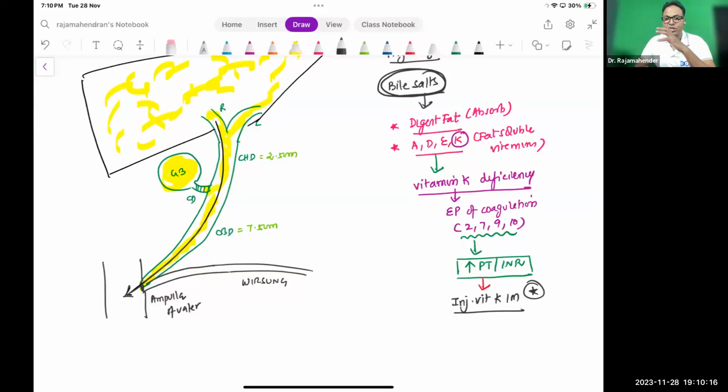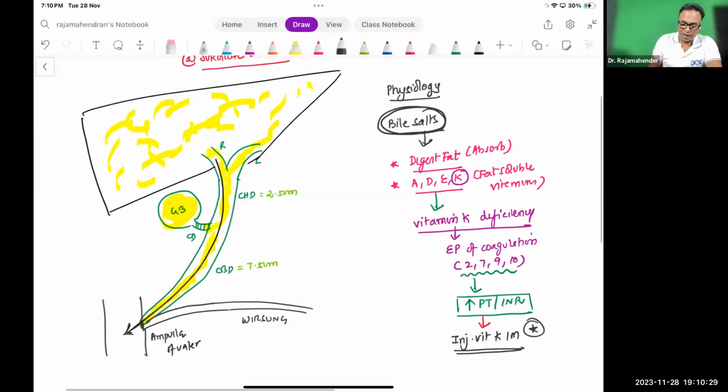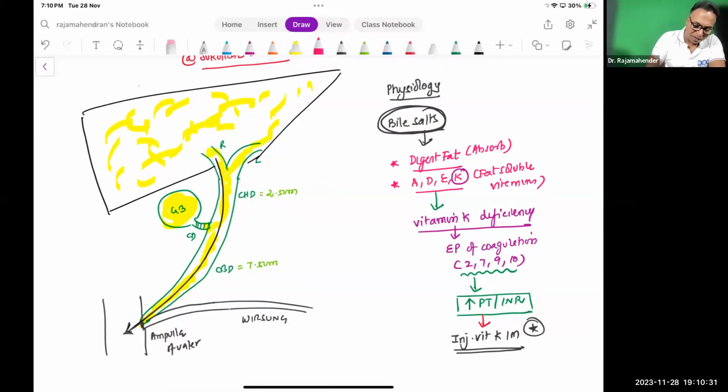So bile salt is an essential component, and bile salt is deficient in these patients. So they may have vitamin K deficiency, so I have to give them injection vitamin K. So this is physiology related. Anatomy, I'm just giving the basics. Anatomy, don't forget the anatomy of the bile duct.